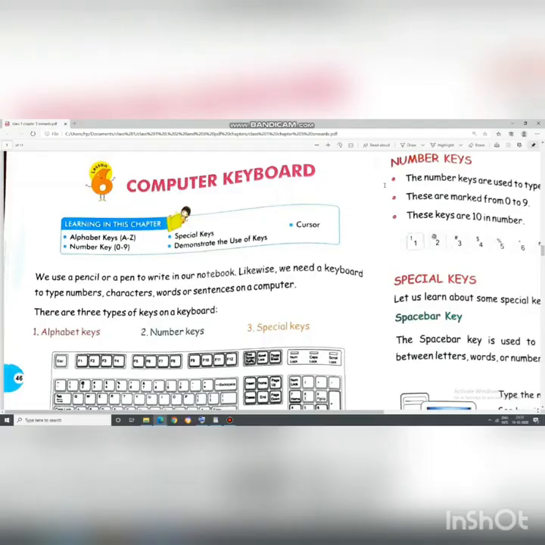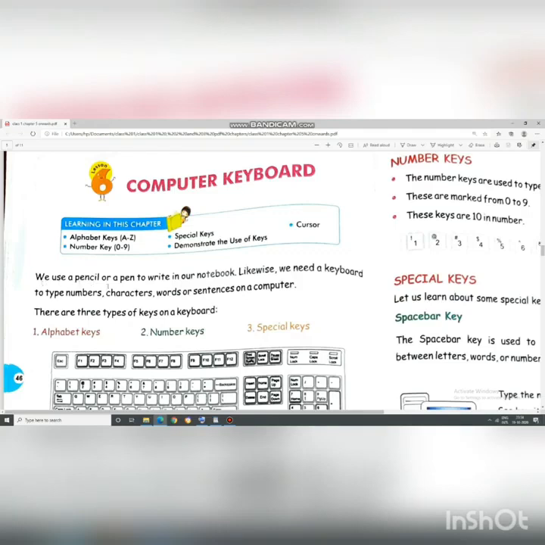So let's start chapter 6, Computer Keyboard. In this chapter, we will be learning about alphabet keys, number keys, special keys, demonstrate the use of keys, and cursor. Children, you are expected to use your finger as a pointer and try to read along with me.